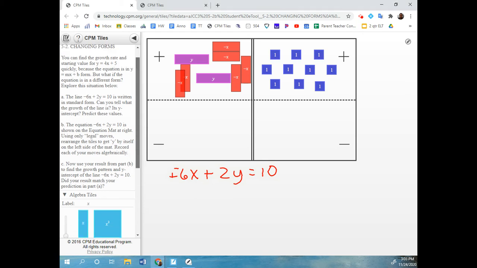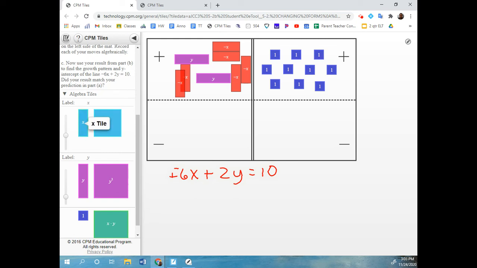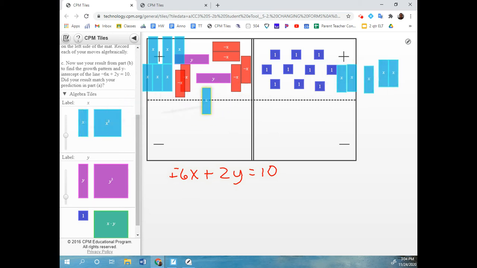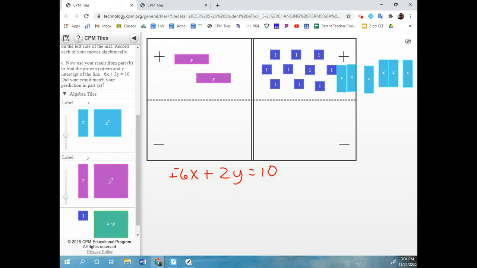How do I get rid of negative x's? Well, I can't just take them away, right? But what I can do is say, what if I add, they're not going to fit, what if I add 6 x's to this side, and whatever I add to one side, I have to add to the other side. So I'm going to add these 6 x's over here, this takes forever, 6. By adding 6 x's to both sides, now I can zero pair these out, and that gets rid of that.